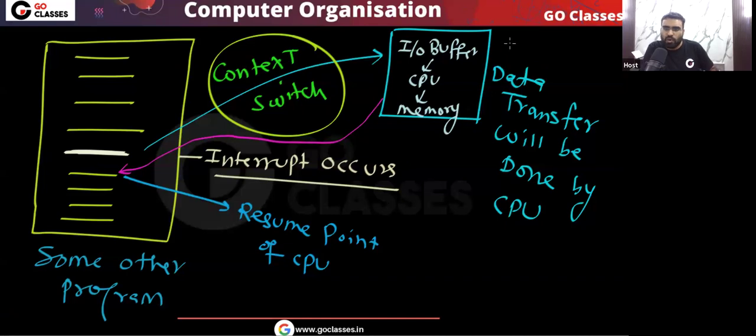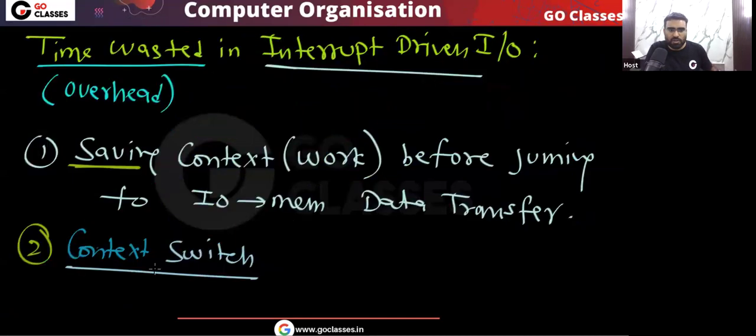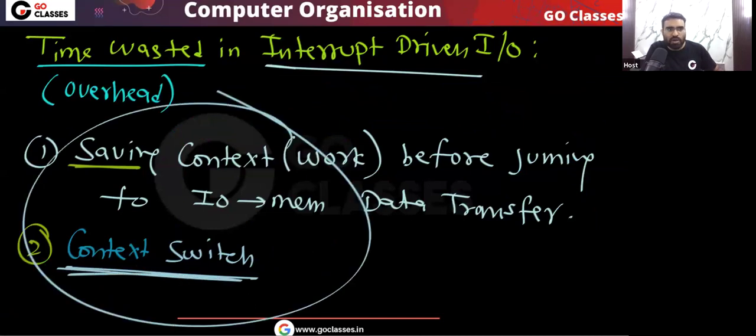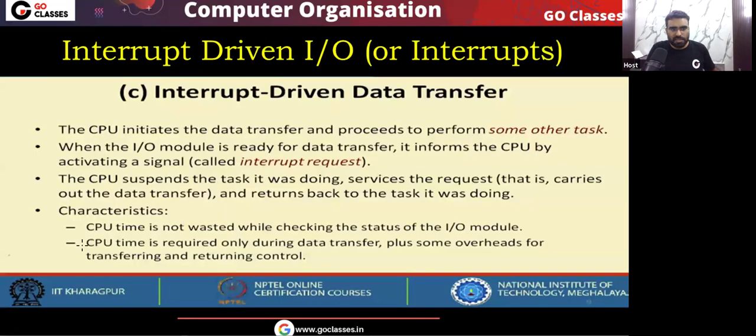This is a program, and this is also a program for data transfer. So from this program you will jump to this program. This is called context switch. So this is the overhead. Some time will be wasted here. This is what is written here.